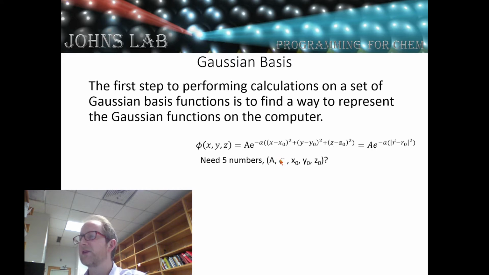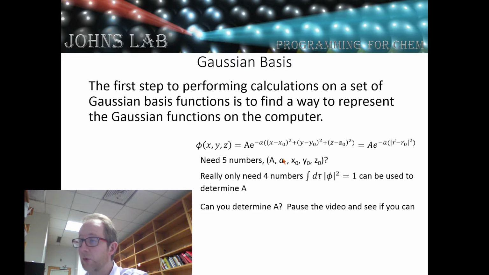If we stop and think for a second, this value, capital A, our normalization constant, is not independent. It only depends on alpha. You really only need 4 numbers. So just take a second and see if you can figure that out for yourself. Feel free to pause the video.